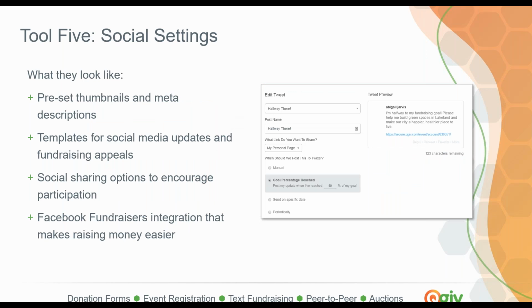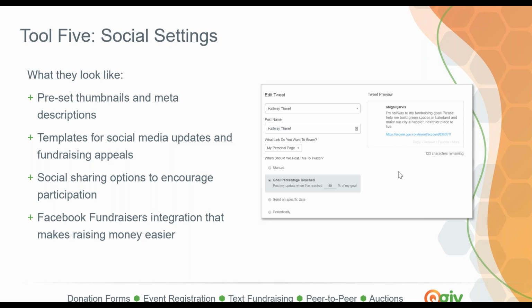So what some of these social settings that you can set up look like include templates for social media updates and fundraising appeals. You can also let people schedule tweets. So this is a tweet that I set up in an event that I was playing around with. It was a template that was provided to me. I can set it to post to my Twitter account automatically when I've reached 50% of my goal. And that way your participants can set things up and then just let them run on autopilot while they're working or taking care of their families.